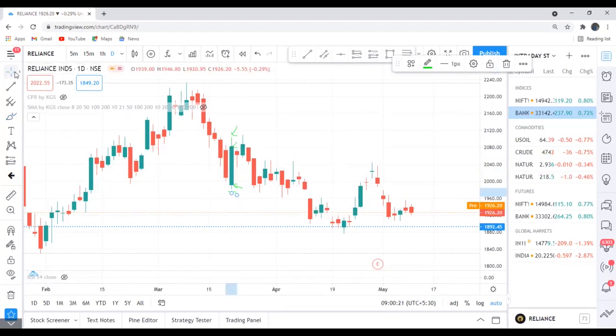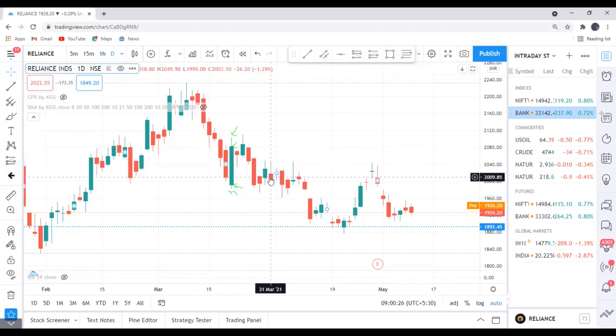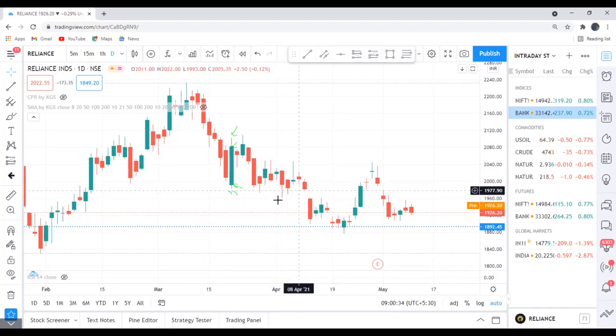Next, come and see this candle. Let us take this candle. You can observe the highest and lowest here. What is the open? 2018. What is the highest? 2049. What is the lowest value? 1999. And what is the closing value? 2003.1. So here the closing is less than open.